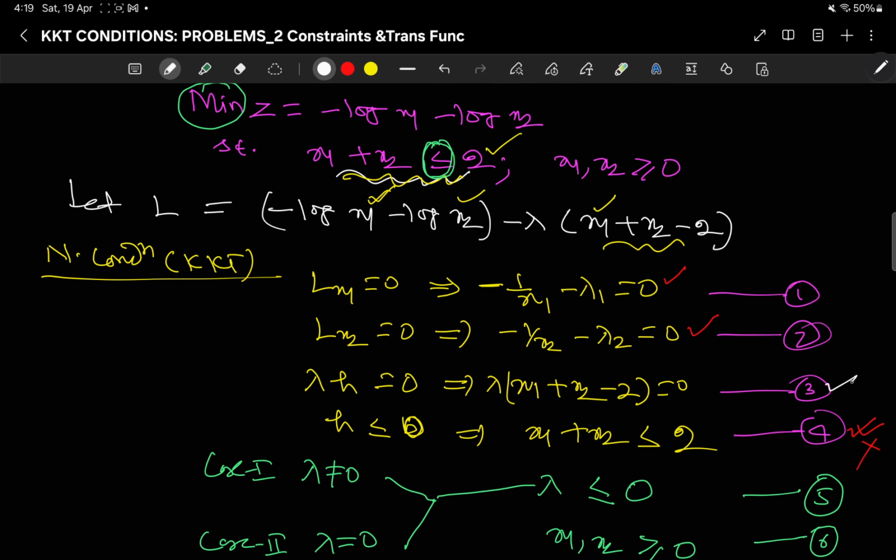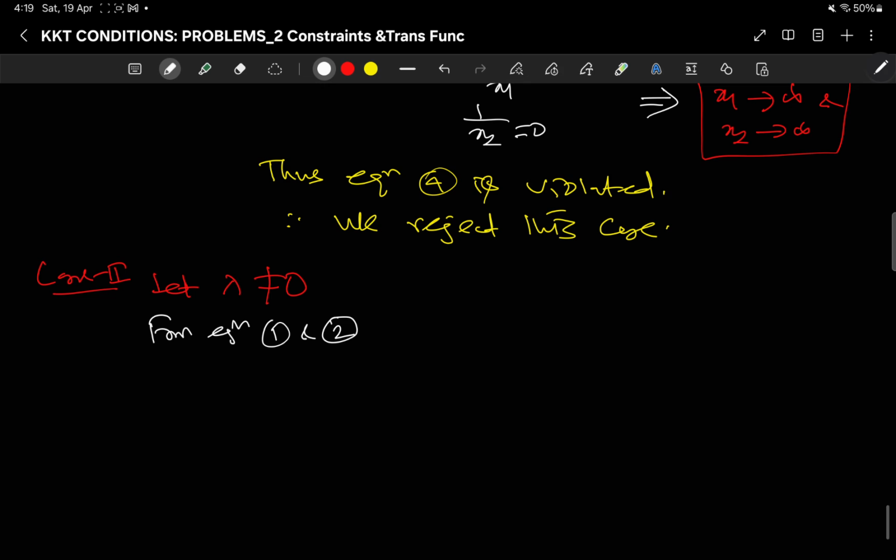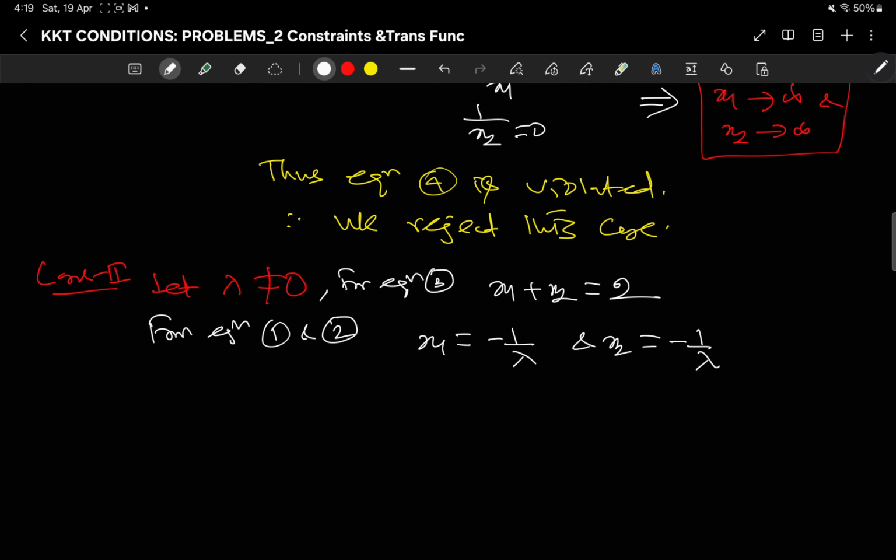First you come to equation 3. Lambda not equal to 0 means this is 0. From equation 3, you have x1 plus x2 is equal to 2. From 1 and 2, x1 is equal to minus 1 by lambda and x2 is equal to minus 1 by lambda.